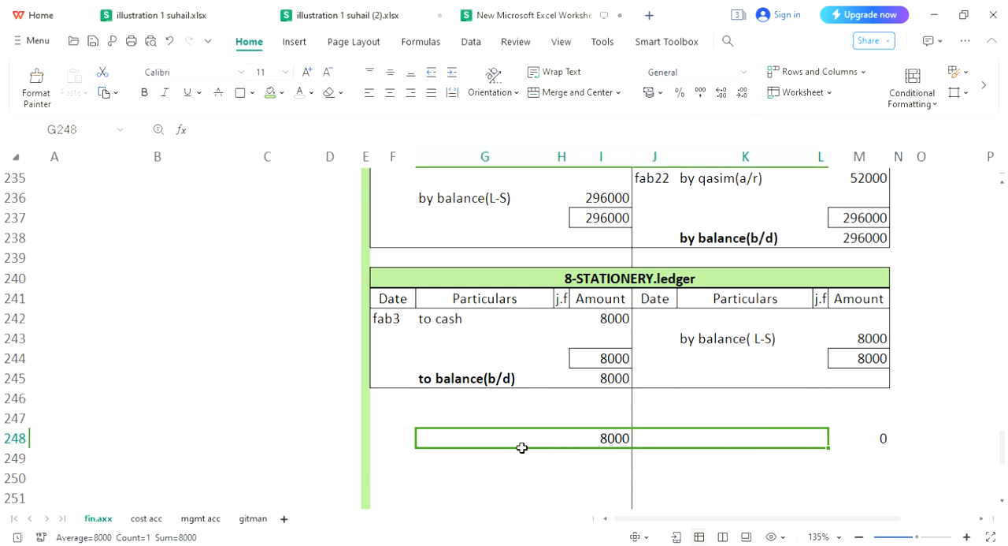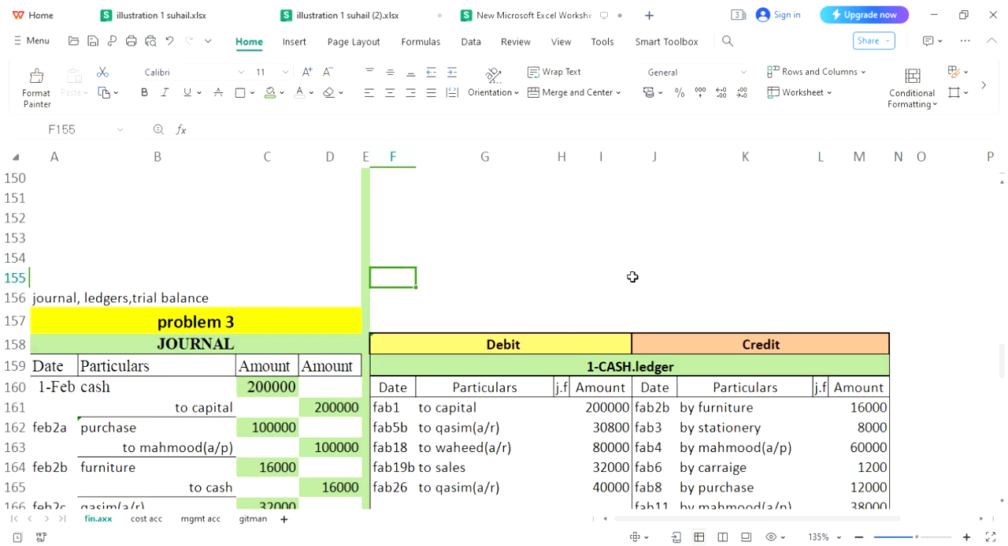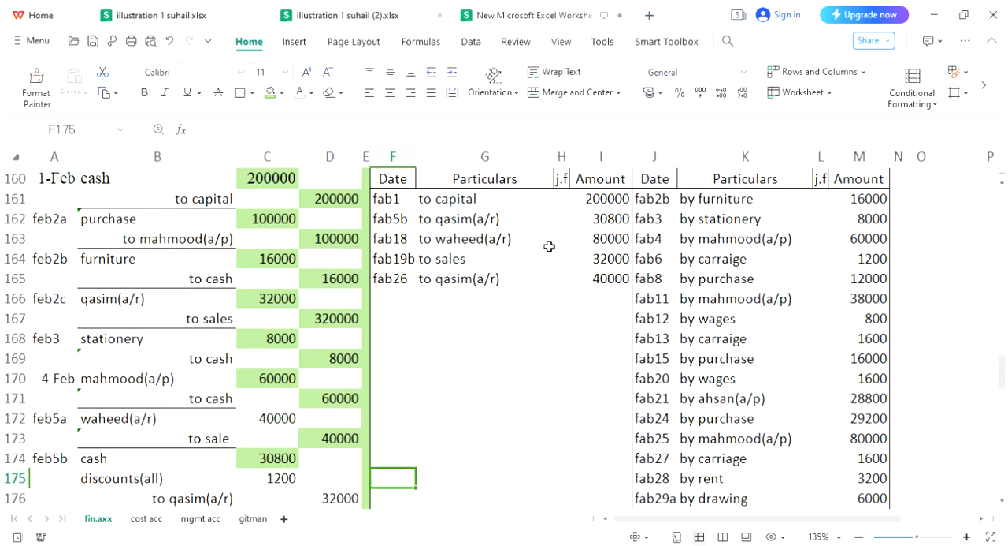These sums were written just for reference. Now they are unneeded, so you can erase them. The ledger for stationery is completed. It's time to see what the next unmarked entry after stationery is. Here you can see that this was the stationery. After stationery, the first unmarked entry is Waheed account receivable.